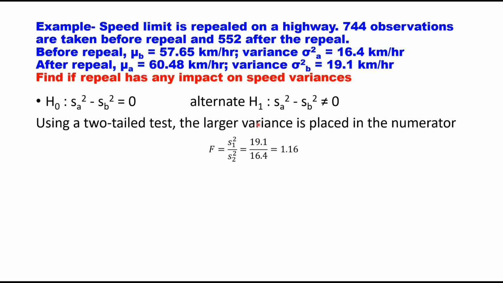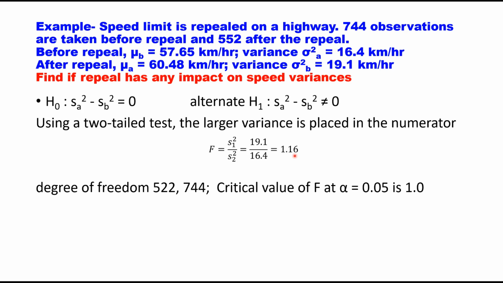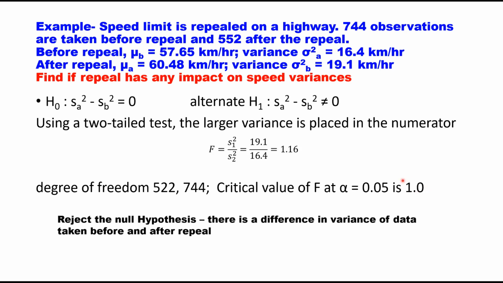So if you calculate the F value by putting the larger variance in the numerator, its value is 1.16. And the degrees of freedom here are 522 and 744, and that is the maximum limit of any degree of freedom. And therefore, the critical value of F corresponding to alpha equal to 0.05 is 1. So this critical value is smaller than the calculated value, and therefore we reject the null hypothesis, and there is a difference in variance of data taken before and after repeal.